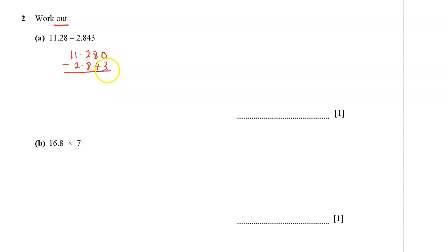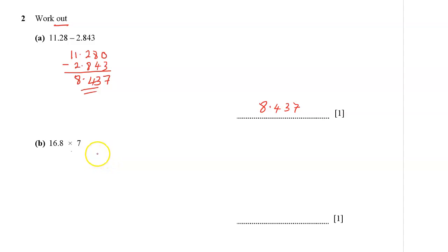So you borrow 1 from there, you get 10. 10 minus 3 gives us 7. Remaining 7, 7 minus 4 gives us 3. This is less than 8, so we borrow 1 from there, we get 12 minus 8. This gives us 4. Remaining 10 here, 10 minus 2 will give us 8. That is the answer, 8.437.